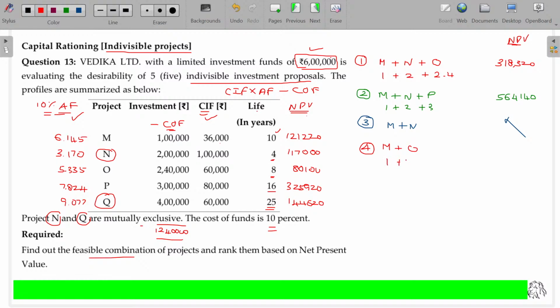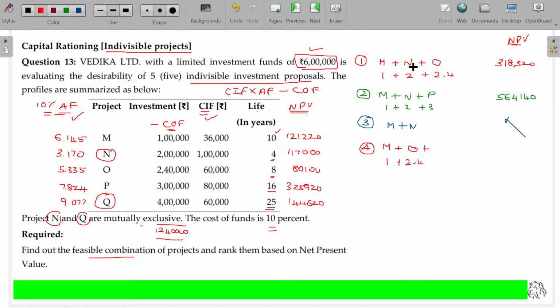Here 1 lakh, here 2.4 lakhs. After O, we can go for P. What is the value for P? 3. No possibility. So then I can go for Q. Is it possible? Definitely not possible.